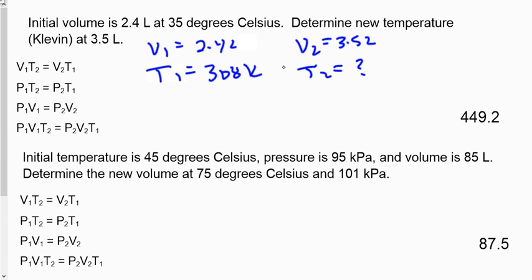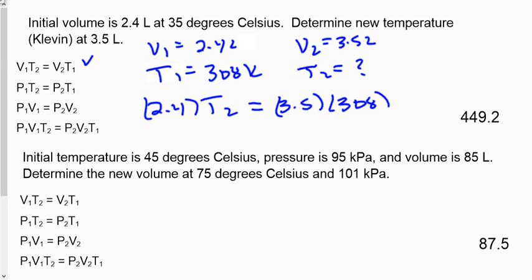All right, I've got volume and temperature variables this time. So volume and temperature, that would be Charles' law. This is the only equation that has volume and temperatures in it. So this is going to be different though. We're going to multiply volume 1 times T2 equals volume 2 times T1. Okay, so volume 1 is 2.4 liters. And we're trying to find T2, so my variable will be on the left side this time, equals 3.5 multiplied by 308.